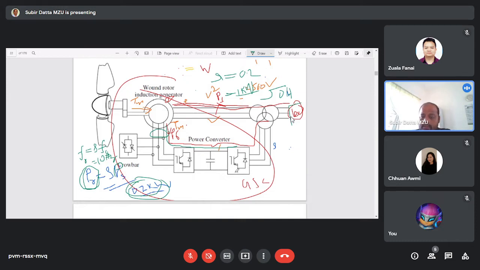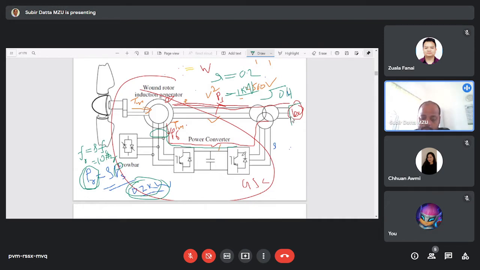This converter circuit is called the grid side converter. This is called the rotor side converter. Why is it called the rotor side converter? Because it is connected with the rotor circuit. And this is called the grid side converter because it is connected with the grid, or if we connect it with a load, then we can call it the load side converter.